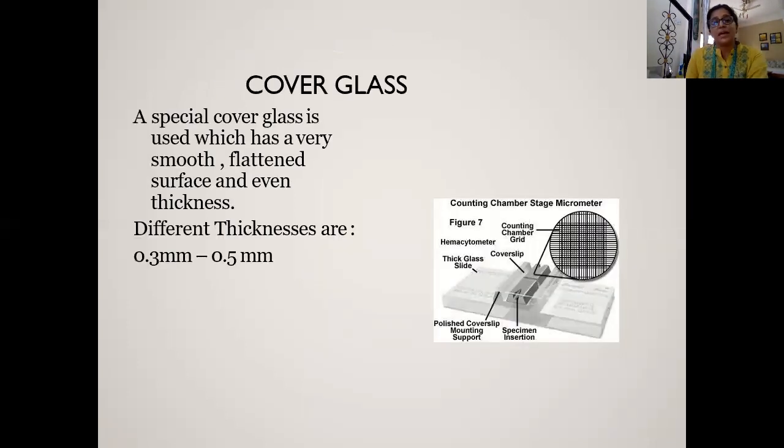Now, what is the cover glass or the cover slip? It's a special cover glass which has a very smooth flattened surface and even thickness. See, here you can see this is the cover glass. And this is a beautiful diagram. You can see this glass chamber, these gutters here, this raised part of the grid where we have one grid here and the other grid there. Both are the counting areas.